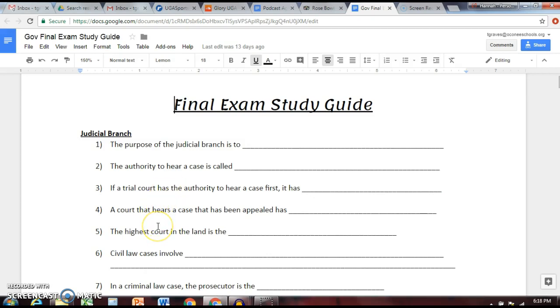Number five, the highest court in the land is the Supreme Court. Make sure you put a star by that one. I know for a fact that's going to be on the final exam.